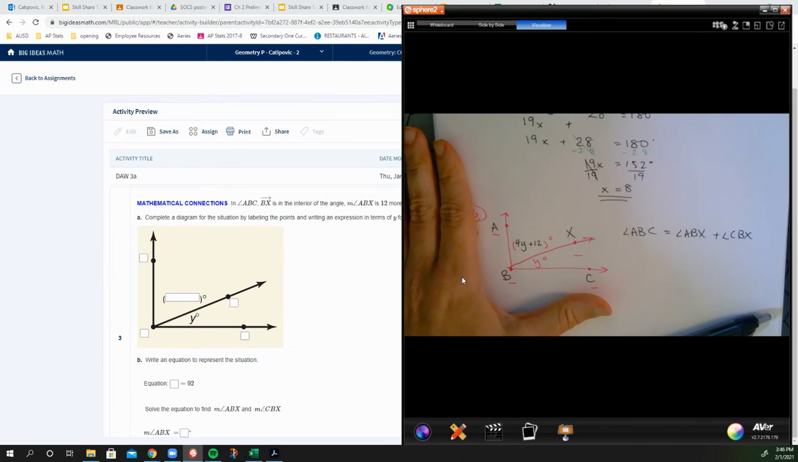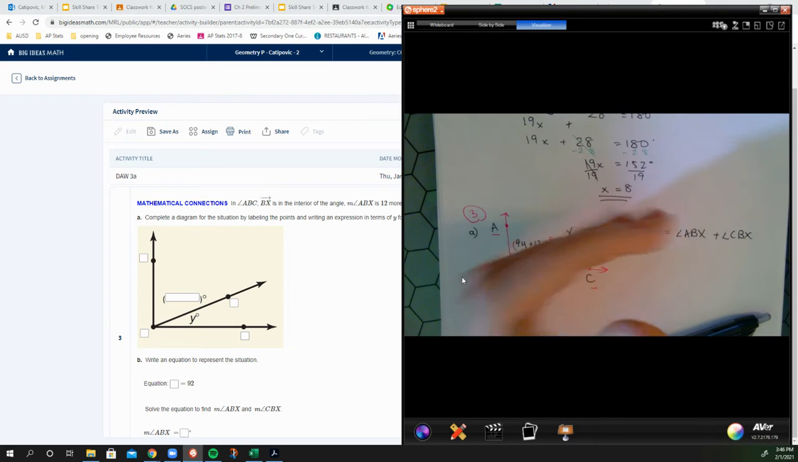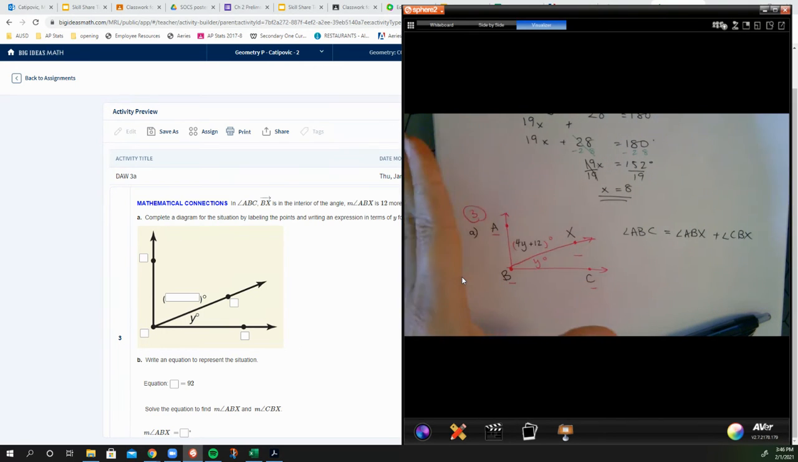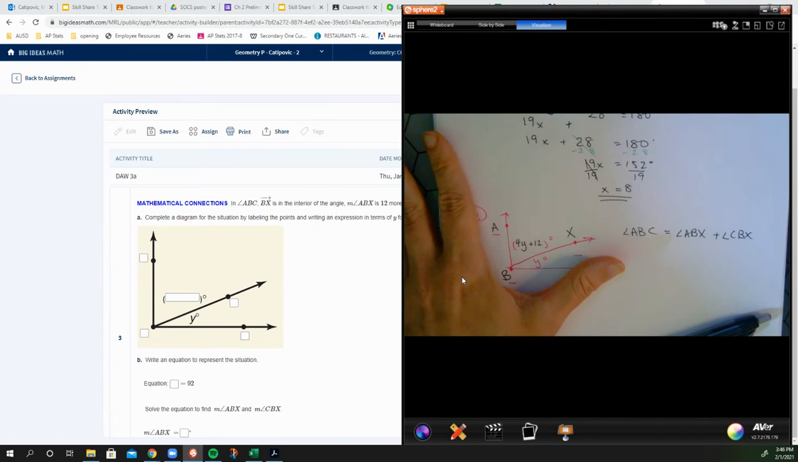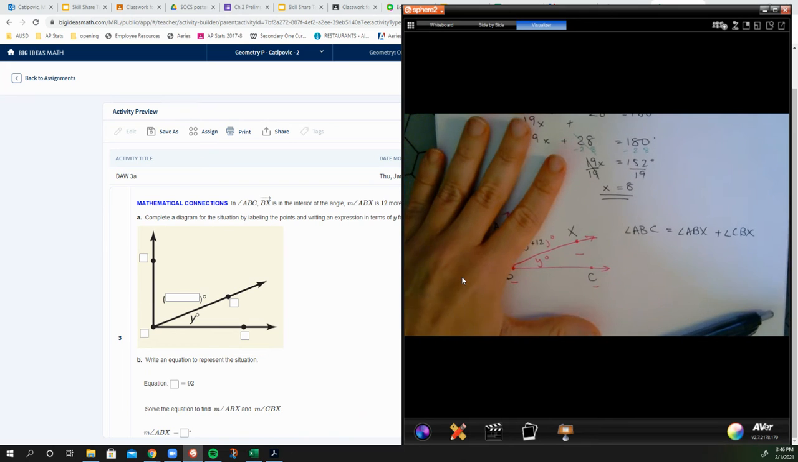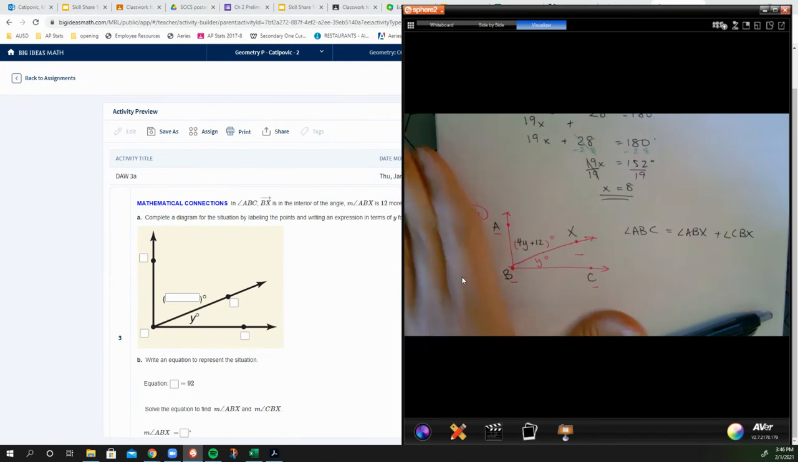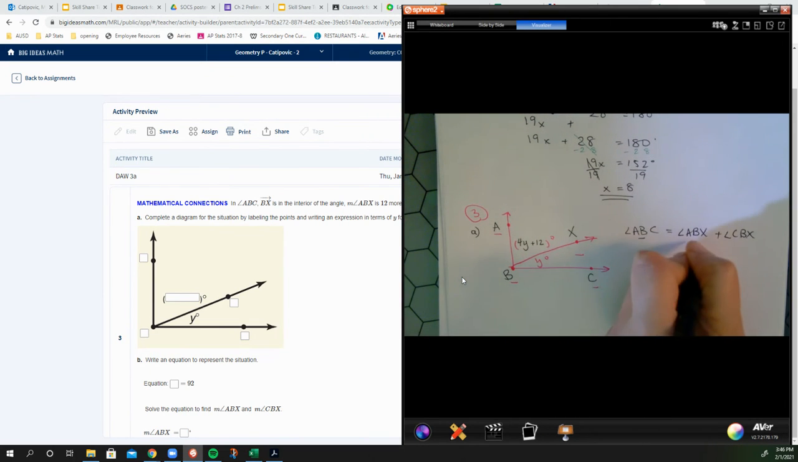So we have the outside angle with the ray on the inside and the 2 angles that are adjacent that add up to the big angle, right? So angle ABX, angle CBX add up to angle ABC. So notice the vertex letter is in the middle of all of these, and that's important.